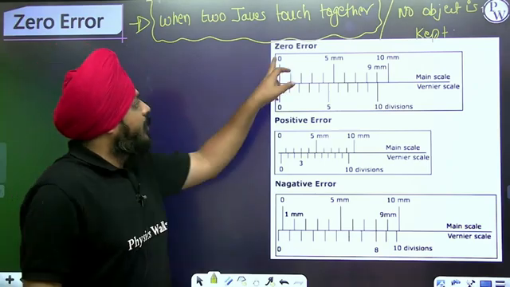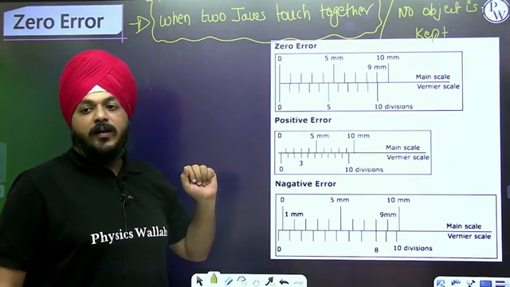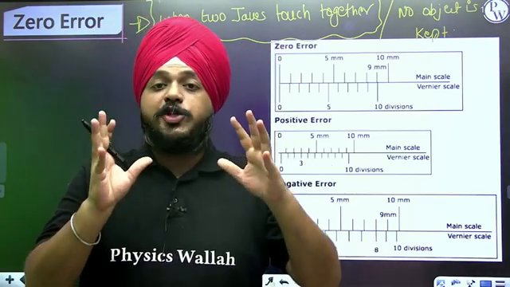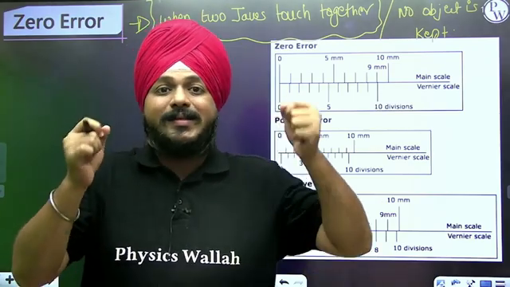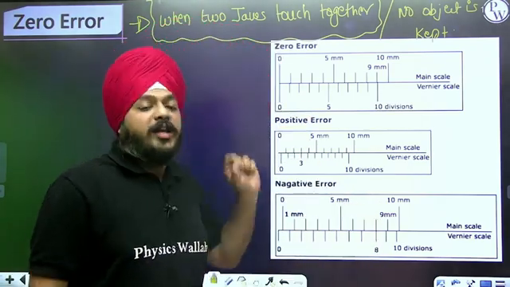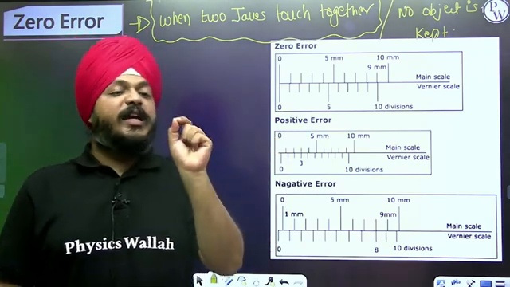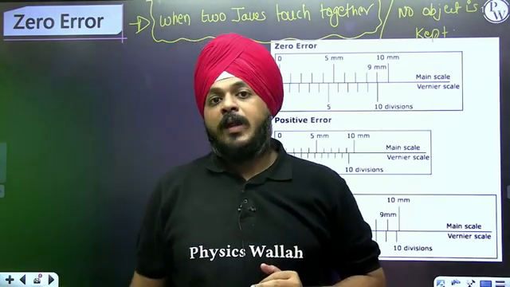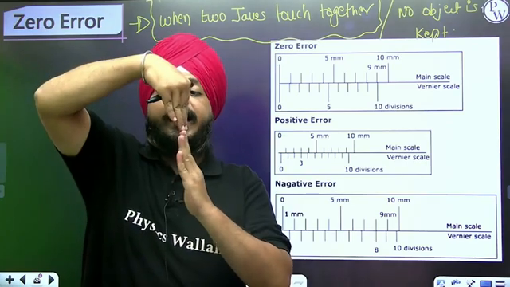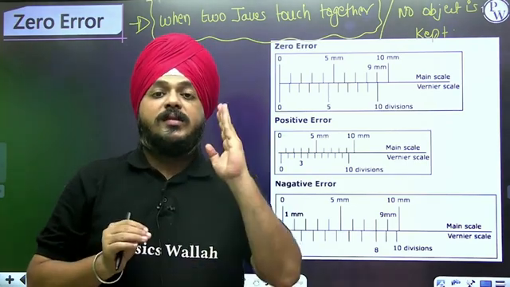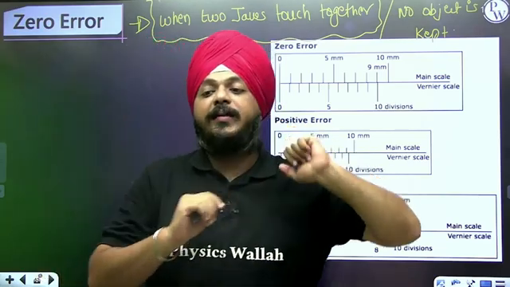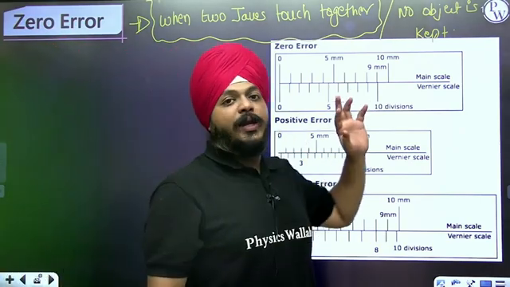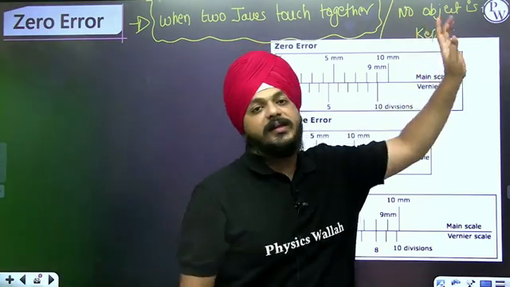Sorry for the interruption. Three kinds of zero error exist. When both jaws touch together, what is the position of the Vernier scale and main scale? Three possibilities may arise. The zero of the Vernier scale is exactly coinciding with the main scale. The zero of the Vernier scale is ahead of the main scale. The zero of the Vernier scale is behind the main scale. Strictly, I am telling you, this word will be used: no object is kept.